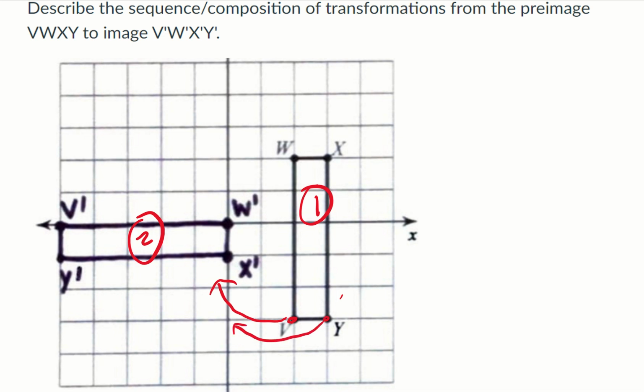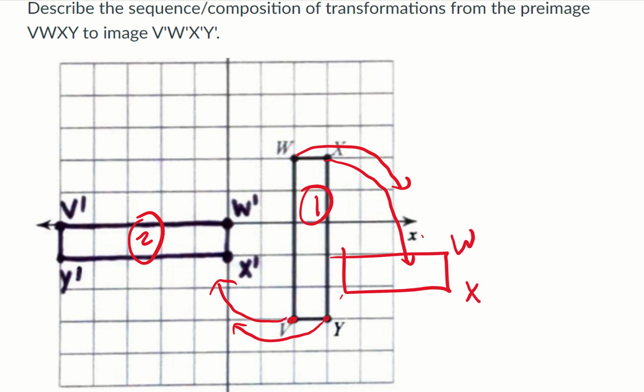So if you imagine this rotating from left to right in that direction, clockwise, it looks like W prime rotates that way, X prime rotates that way, and then that will end up getting that shape where it looks like this, right? Where this is W, this is X, and so on. So it looks like it rotated, and so we're going to say that it's a rotation. Looks like 90 degrees, clockwise.